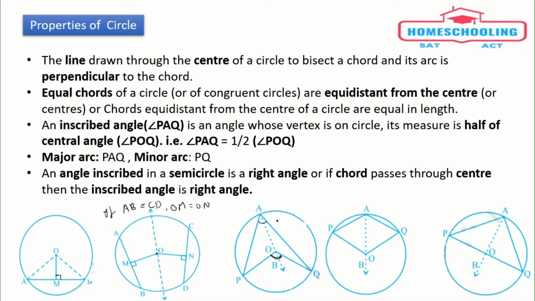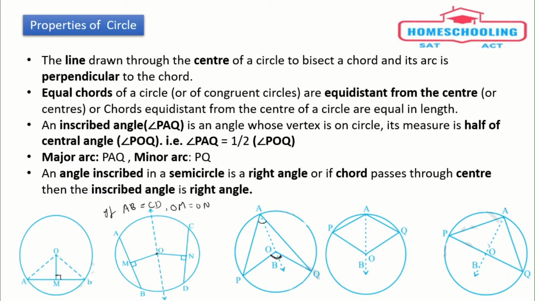Now let's take this one, major arc and minor arc. If we have a circle here and we extend two lines like this, the smaller arc PQ is going to be the minor arc. The smaller arc would be called the minor arc PQ, and then the remaining arc PAQ would be called the major arc.